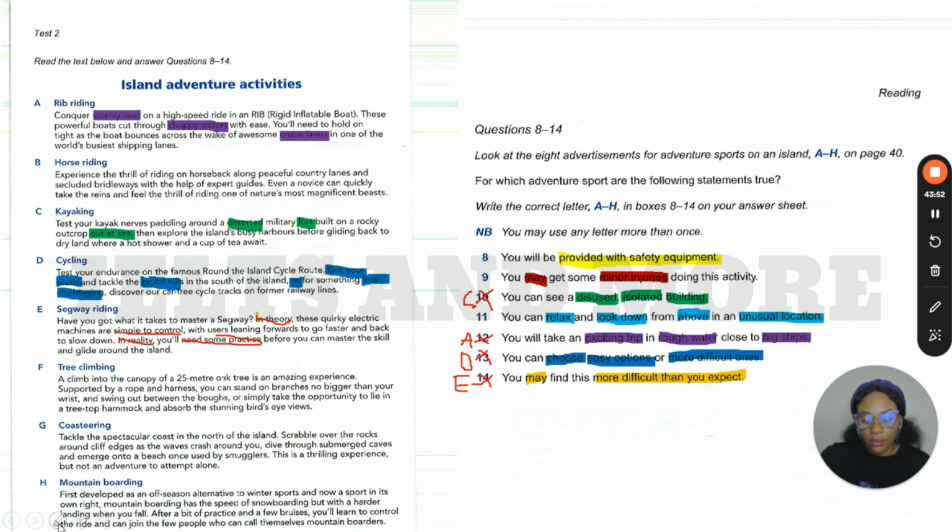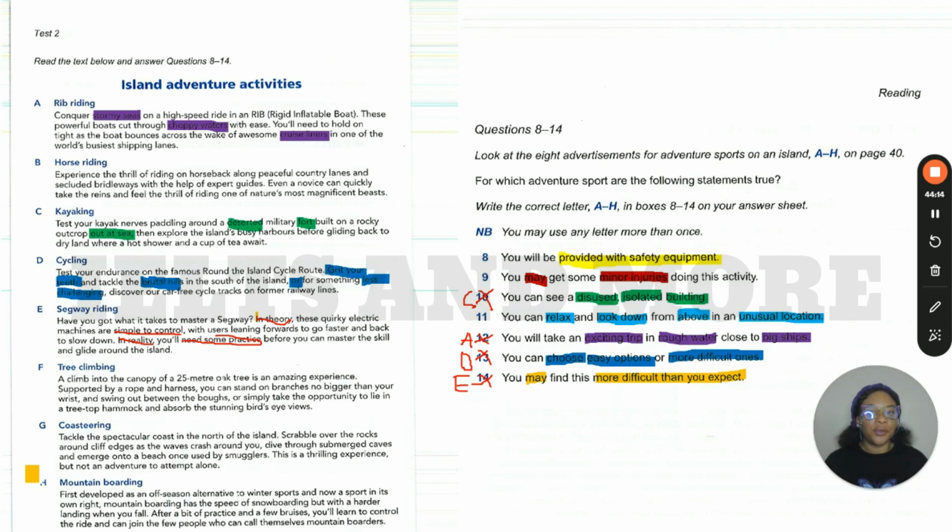Okay? Moving on, we still have three questions we've not answered. Number 8, you will be provided with safety equipment. Number 9, you may get some minor injuries during this activity. Number 11, you can relax and look down from above in an unusual location.